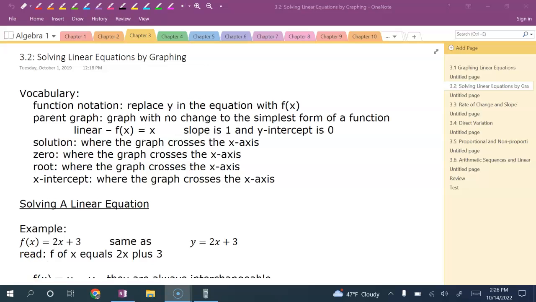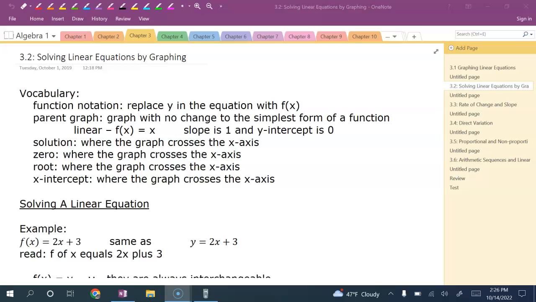Chapter 3, Section 2 is about solving linear equations by graphing. So I want to go over first some vocabulary words that you will need to be familiar with as we work through this section so that you know what the problems are asking you to do. The first thing that you're going to hear a lot in this section is function notation.